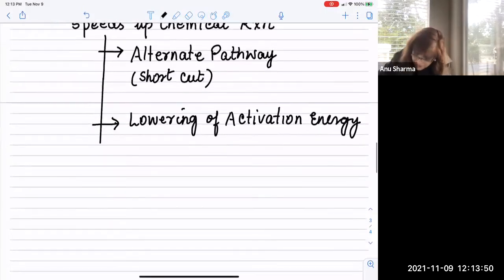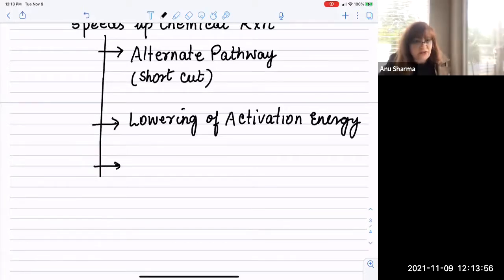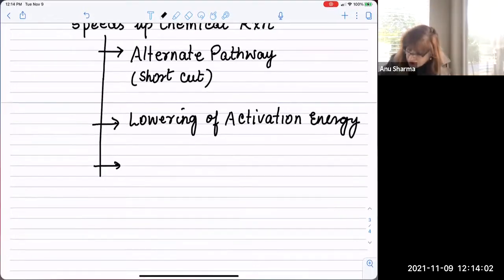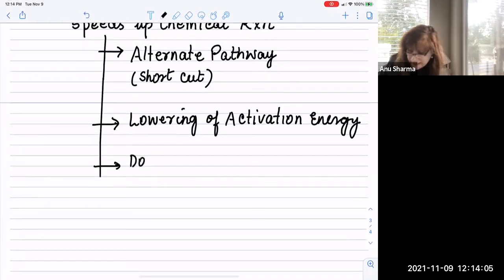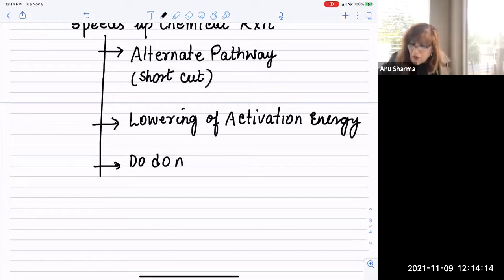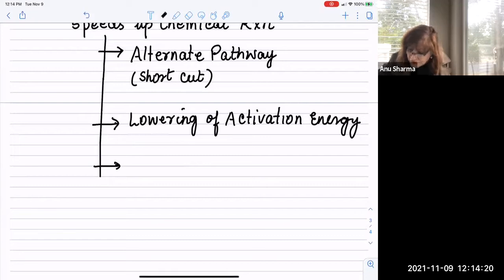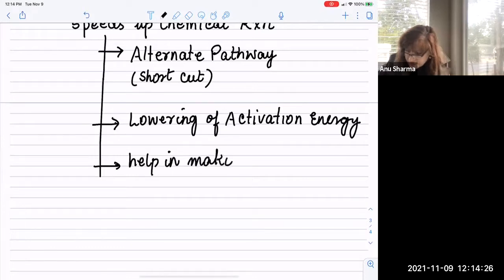Okay, so it lowers. And then what else does it do? It can also make intermediates, okay, which are needed to sometimes speed up the reaction. So they do not take part in the chemical reactions, but they do make intermediates. I'm not going to say they do not take part in the chemical reaction, but they are not a part of the final products, but the catalyst helps in making the intermediates. So help in making intermediate reactants, like something in the middle is needed.